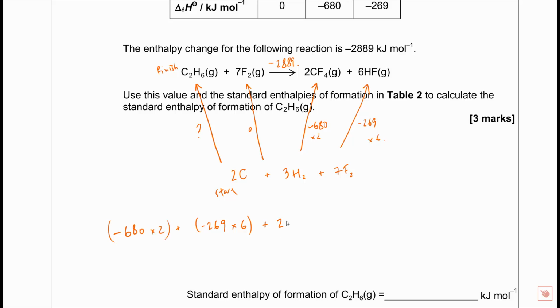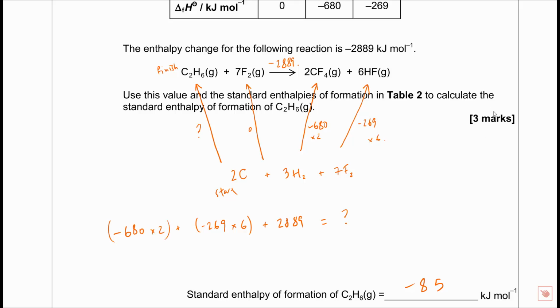So we're going to add 2889 because we've gone against that, and that takes us to our finish point. So it's using Hess's law, this idea of the enthalpy change is independent of the route taken. So we start here. We haven't got to worry about F2, which is quite nice. So we go up here with minus 680 times 2, minus 269 times 6, up there against the minus 2889, and that will give us a value essentially for our unknown, which, according to this, comes out at minus 85.